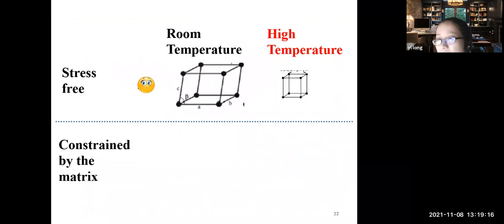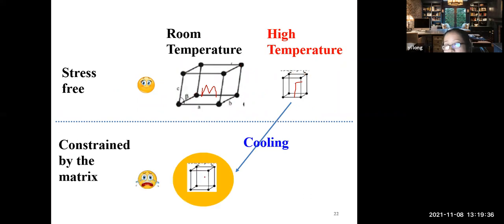So if it's stress-free, zirconia is in a happy state, which means no tensile, no compressive stress. Higher temperature is tetragonal, room temperature is monoclinic, which is bigger. But if this little guy is constrained, it's not happy. I cool down, but I'm still a small guy here, even at room temperature. I'm not happy, because it's metastable, which means it's not a happy state.